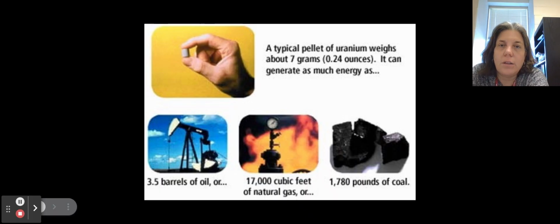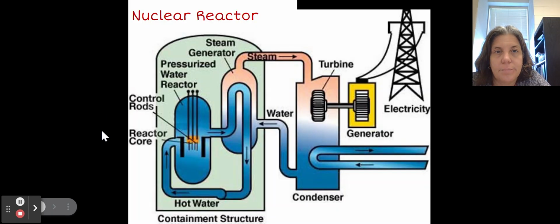Okay, let's take a look at more information about uranium here. A typical pellet of uranium weighs 7 grams. It can generate as much energy as 3.5 barrels of oil, or 17,000 cubic feet of natural gas, or 1,780 pounds of coal. That tiny little 0.24 ounce pellet of uranium produces a tremendous amount of energy. This is why it's very economical and good if we could use this for everything.